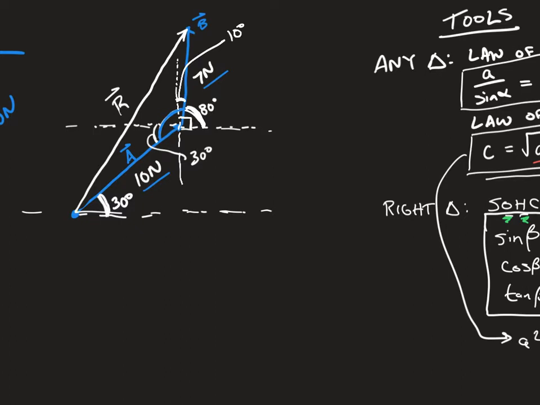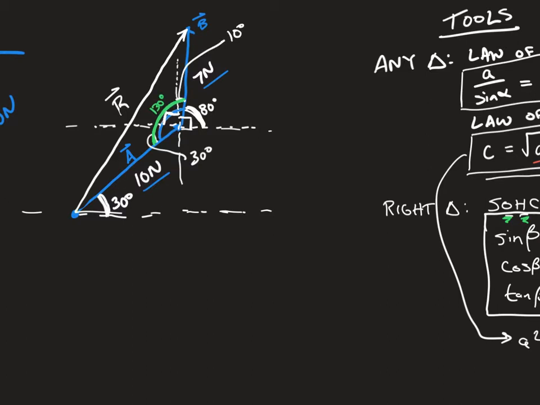And then between those two axes, this is a right angle right here, so I've got 90 there. If I add up all three of those angles, this entire angle here becomes 30 plus 90 plus 10, so 130 degrees.